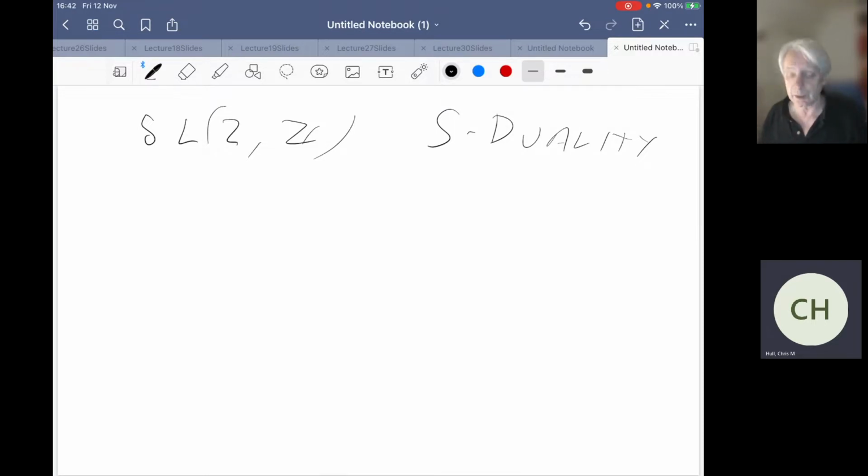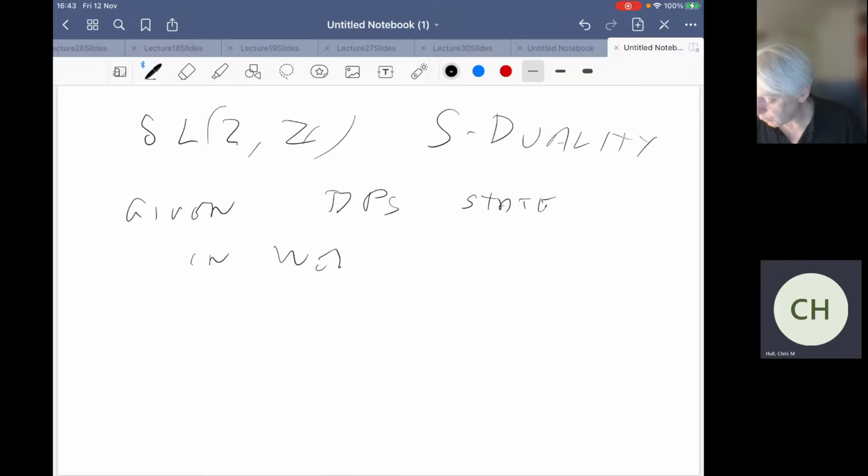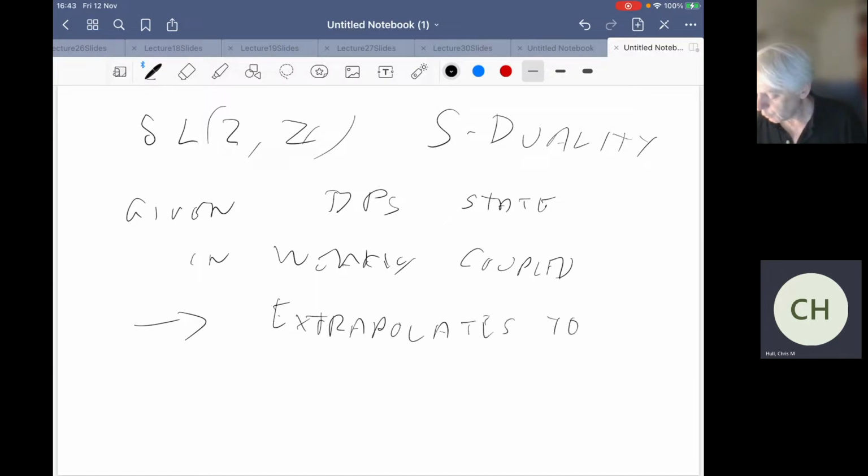And a key part is that given a BPS state in the weakly coupled theory, it extrapolates to a BPS state with the same charges in the strongly coupled theory.